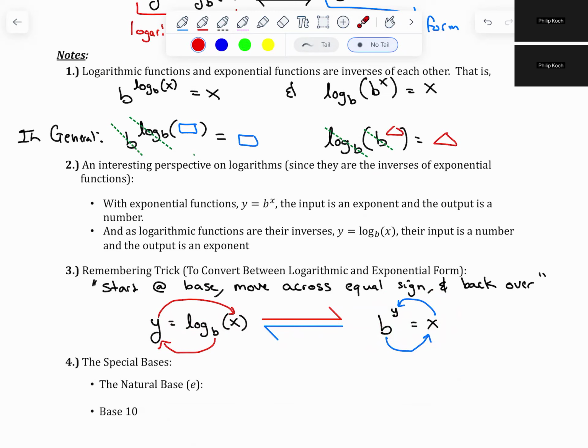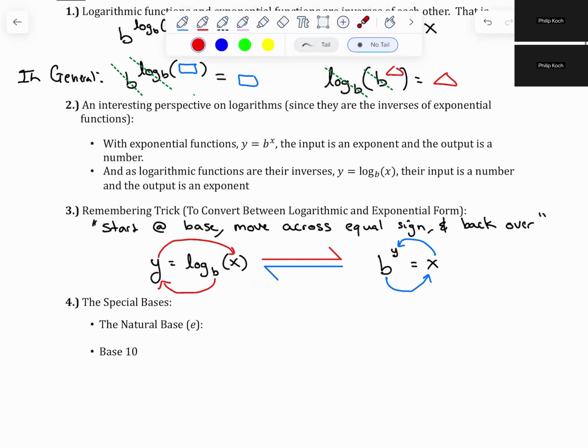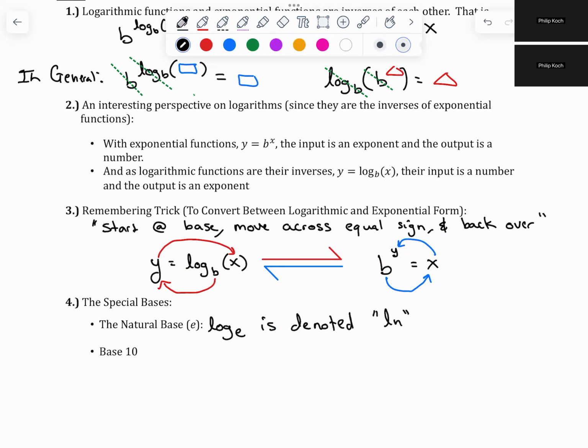The special bases, there is the natural base, log base e. And so log base e is denoted ln. This is the natural log.